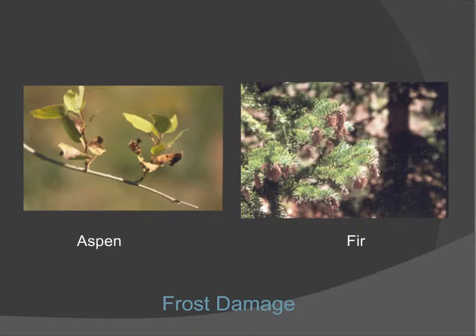Frost damage, and how can we tell that this is frost damage? On the fir, you can see that it's just the candles that were affected, the newly forming candles, that fresh green tissue. And on the aspen, we've got some of the first flush that has been damaged, but we've got some new growth coming in, and that's one way to be able to see if it's frost.